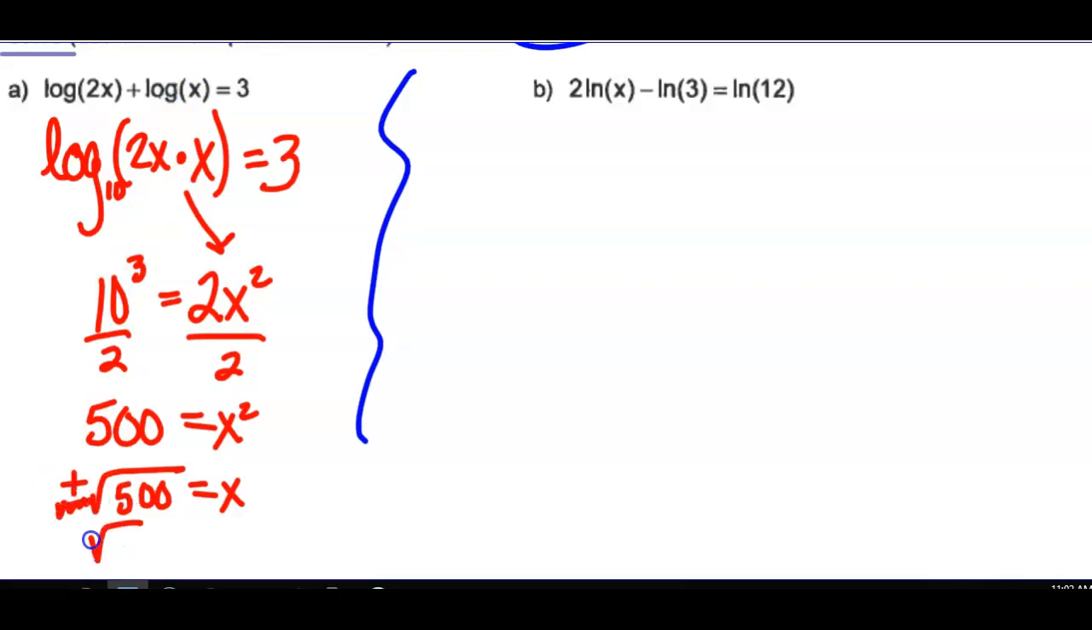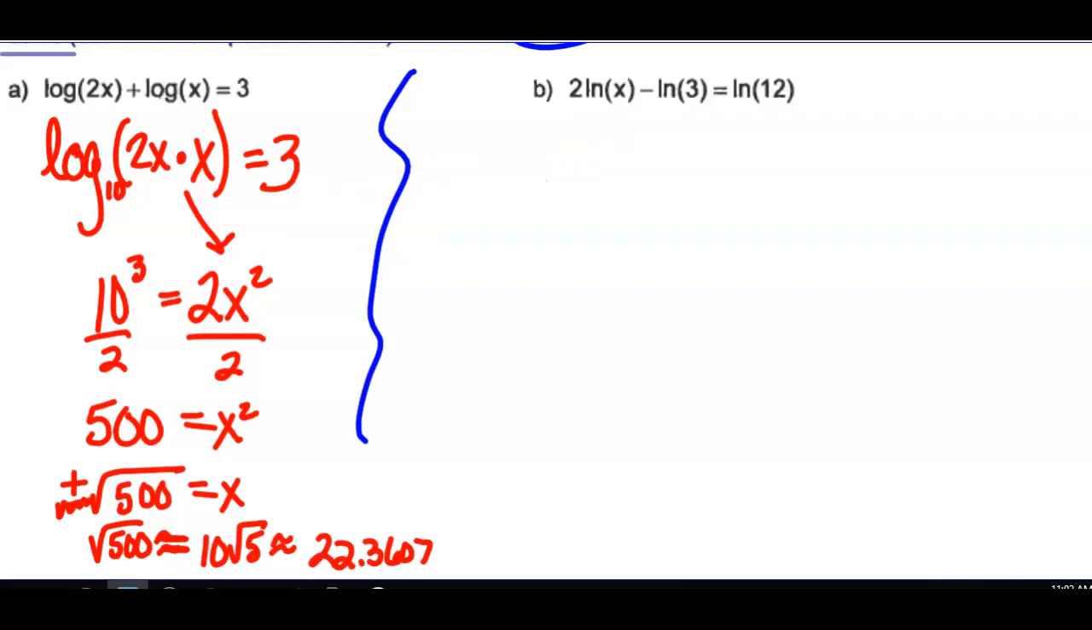And the only answer is square root of 500, which is 10 square roots of 5, or if you did square root of 500, it would be 22.3607. Here it was 100 times 5, or 10 square roots of 5, and that's actually accurate. Or approximately this. I'm okay with either one.